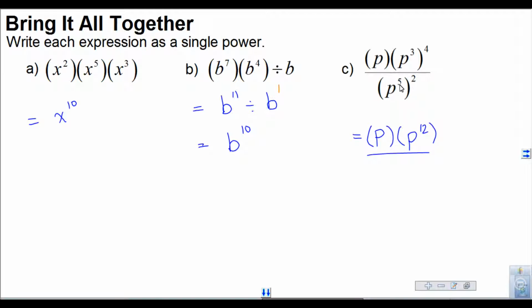Now down here I can do the same thing. So I can deal with the numerator and the denominator separately. Okay? So this is p to the 5 raised to the power of 2, so that's p to the 10. So let's just clean up the numerator here. Again, that p has an invisible 1. So that's going to be p to the 1 times p to the 12. I get to add those exponents, so that's p to the 13 over p to the 10. And now they're dividing, so I subtract those exponents, so I have p to the exponent of 3.